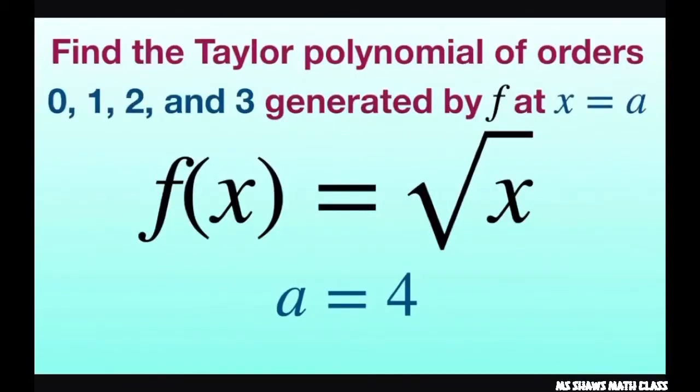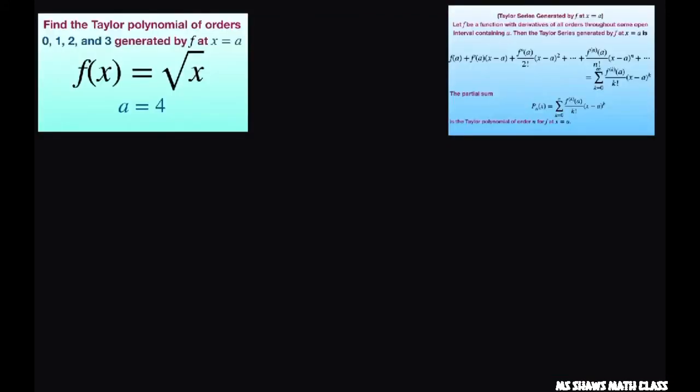Everyone, we're going to find the Taylor polynomial of order 0, 1, 2, and 3 generated by f at x equal a. And our a is 4, our function is square root of x. So the first thing we're going to do is crank out some derivatives here and evaluate them at a = 4. So let's let f of 4, that's going to be x to the power of 1/2. If you evaluate this at x equals 4, this is going to equal 2 because the square root of 4 is 2. All right, now let's take some derivatives.